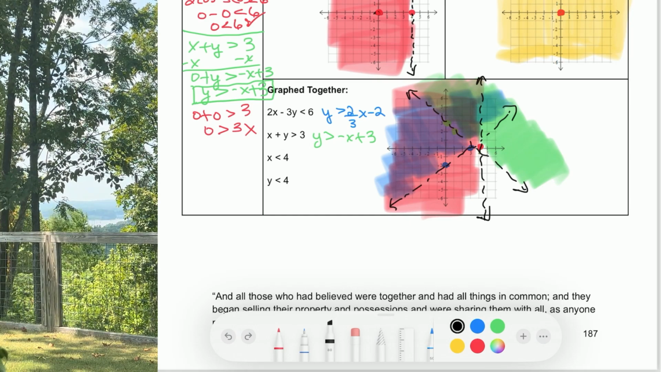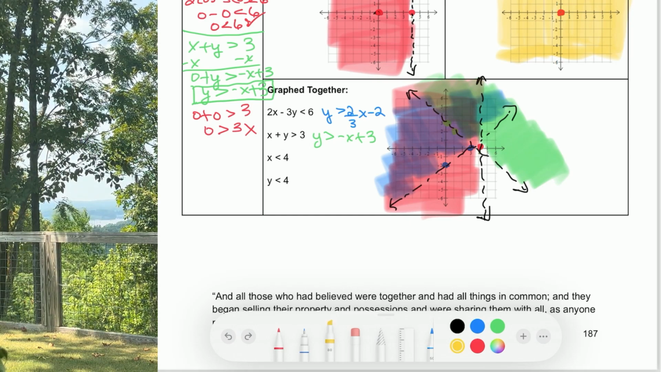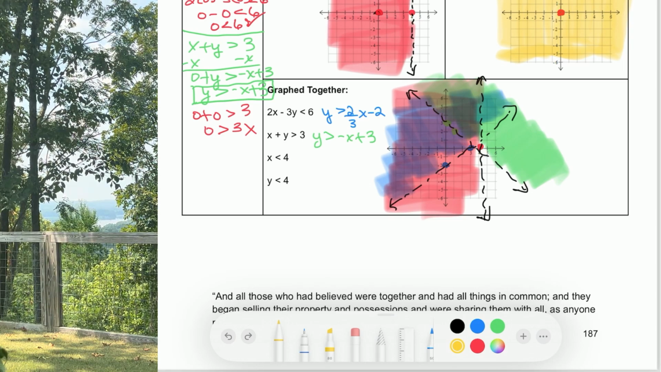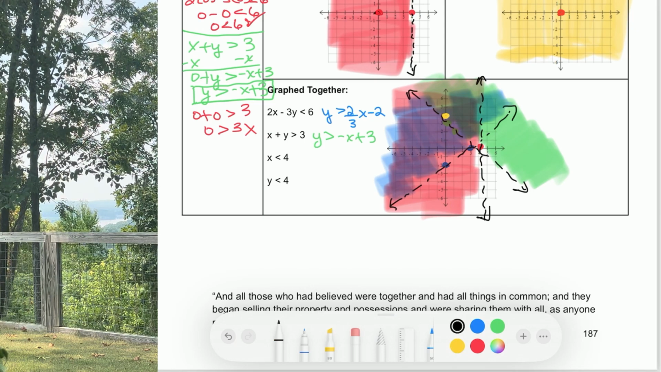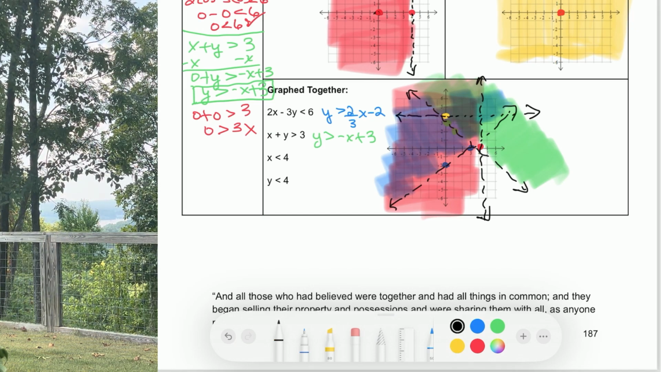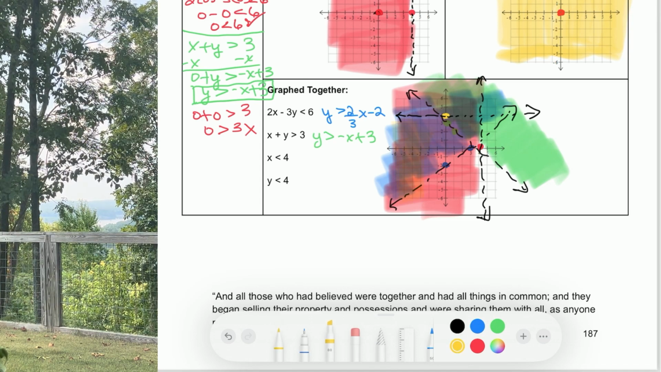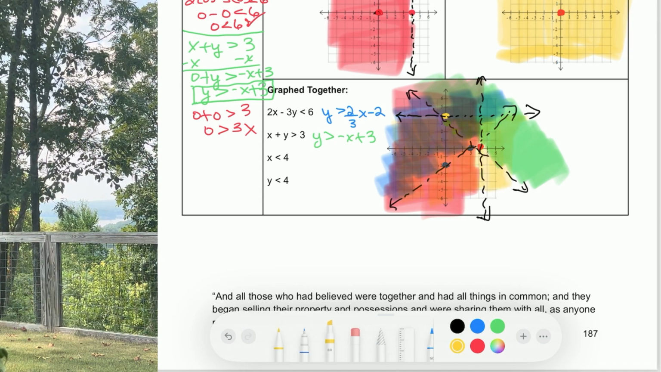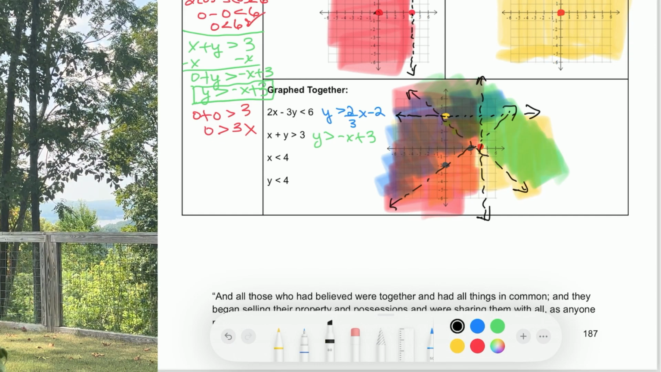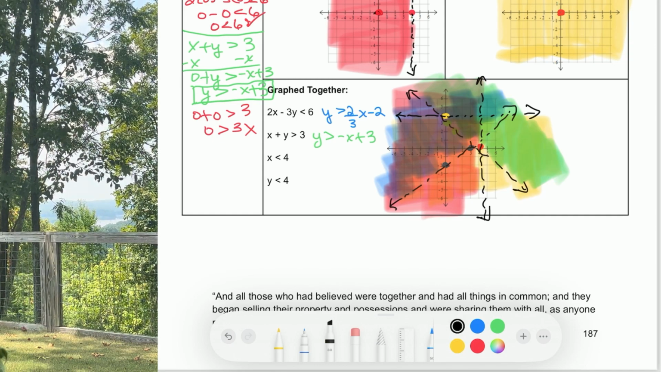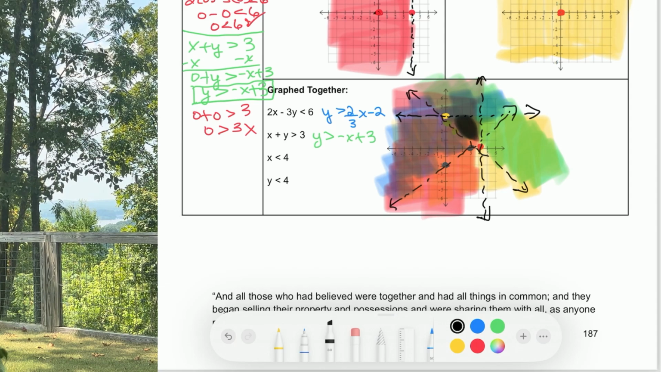Our yellow graph had the line graphed at 4 on our y-axis right here. And it was a horizontal line at that location that was dotted. And our shading for that one went this way. And the area where all the colors are is right here in the middle in this triangle. So that is our shared space.